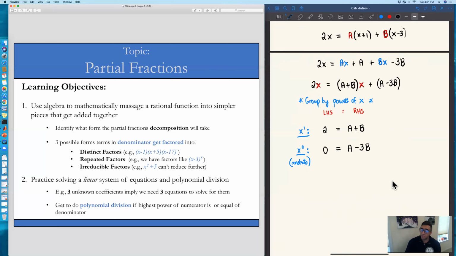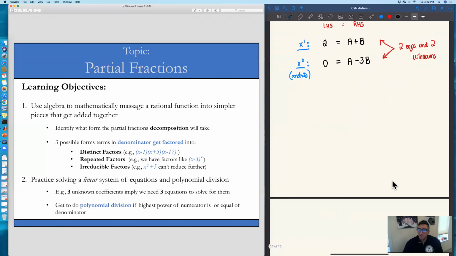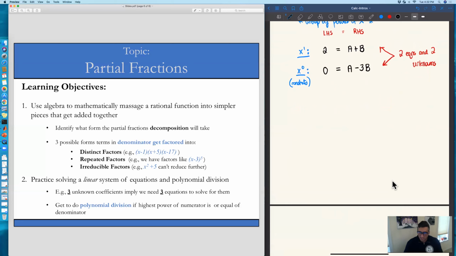And lo and behold, we actually do have two equations for two unknowns at this point. So we can go ahead and try to solve for a and b now because we have these two equations at our disposal. From this, what we can do is some substitution methods. For example, from the second equation, 0 equals a minus 3b, we can solve for a just by adding 3b to both sides. So let's do that together.